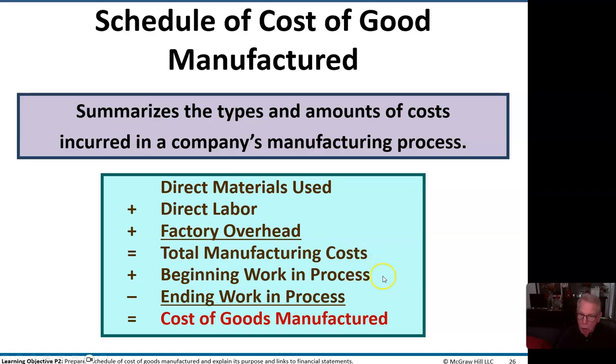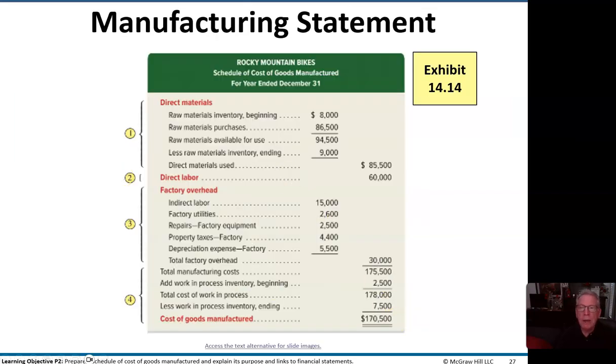Now, we have beginning work in process. We're going to add that to the total manufacturing costs that we incurred that month, back out the ending work in process, and that gives you the cost of goods manufactured. Very important definition. Okay? So this is the cost of the goods that we have manufactured in work in process inventory, and those costs then get transferred to finished goods inventory. And this little manufacturing statement explains all that.